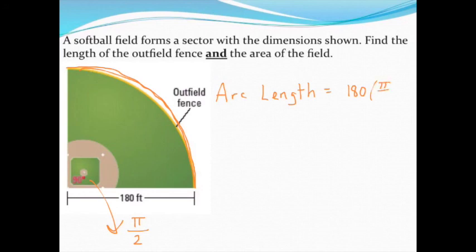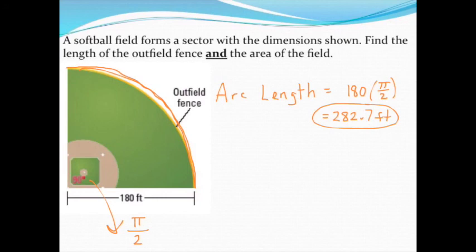180, my radius, times pi over 2, my angle, measured in radians. Otherwise, it absolutely will not work. Doing this gets me a length of the fence of 282.7 feet. Remember, it's arc length, so it's just a distance, so about 283 feet along the fence.